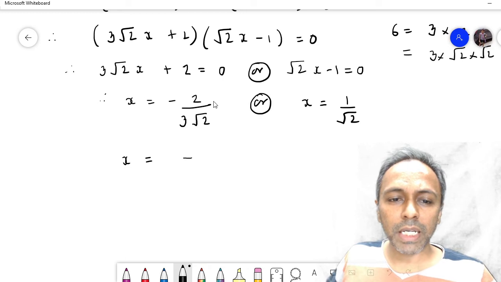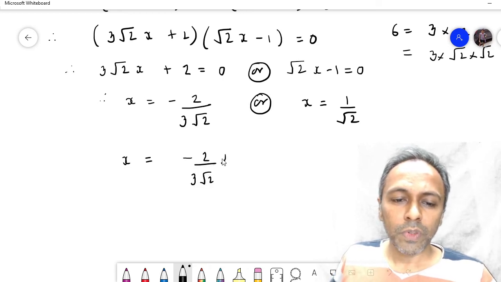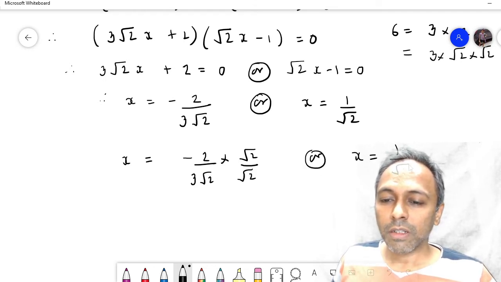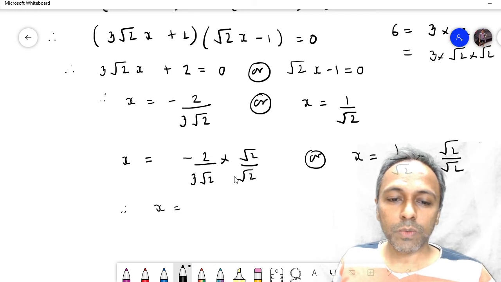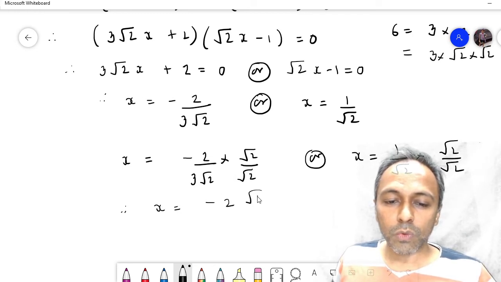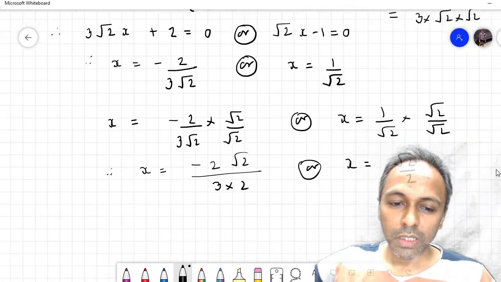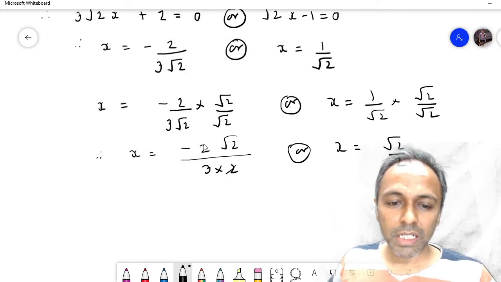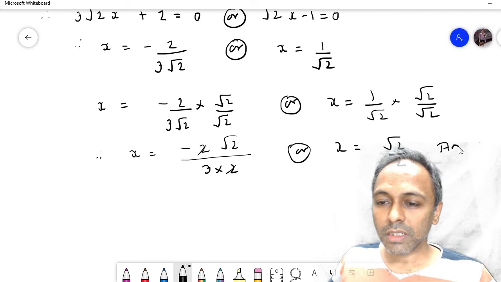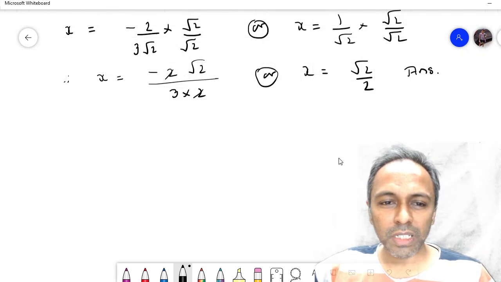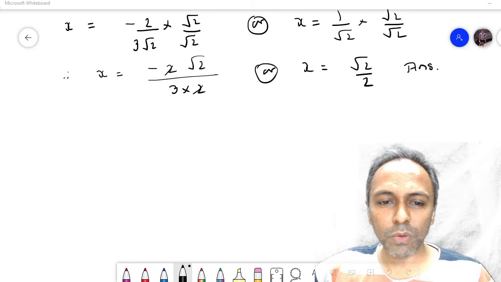This can be written as, we can multiply and divide by √2, like you did in 9th. You were rationalizing the denominator. So 1 by √2 into √2 by √2. So x becomes equal to minus 2 root 2 upon 3 into 2, or x is equal to √2 upon 2. That's it. This is your answer. You can cancel out one of the 2's. Or you could have just stopped here. That was fine. These level of problems were easy. I think they were already known to you.